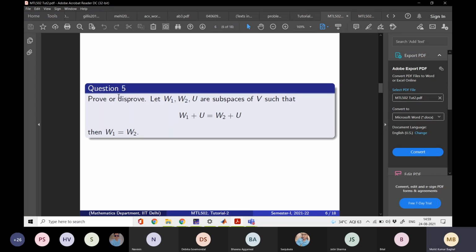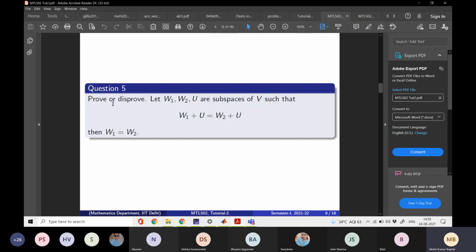Okay, so for question 5: disprove. What about others? Prove. In order to disprove a statement, you need to give a counterexample. So are you proving or disproving? First you tell me. Two people are saying disproving. What about others?